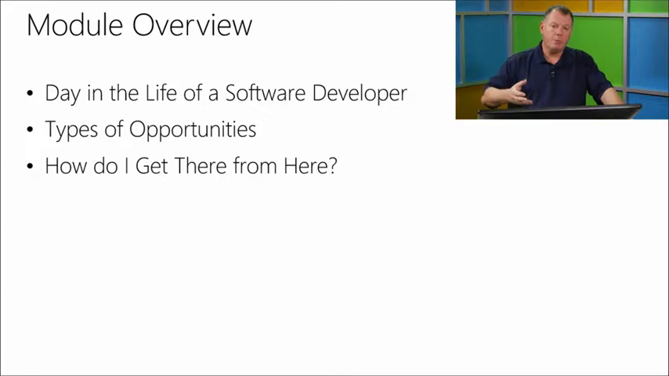So we want to talk a little bit about what you can expect to encounter when you get employed in the industry. Notice I didn't say if, I said when you get employed in the industry. We'll also talk about the types of opportunities that are available, in the same vein as what you can expect on a day-to-day basis. And then we'll close out with some links and some pointers on how you get there from here. So how do you become a software developer?